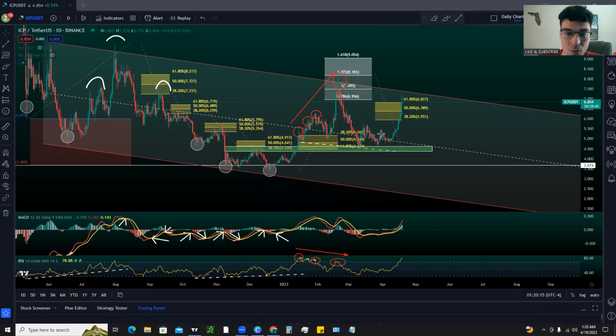So what I'm going to do is break down some of the current levels, the current things that I'm watching, so that you guys are aware and can get a really good understanding of price action and why things move the way they do.